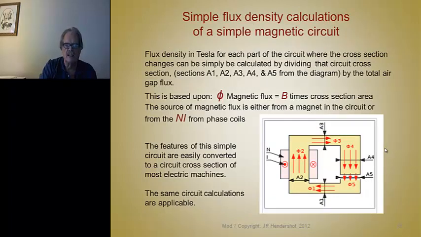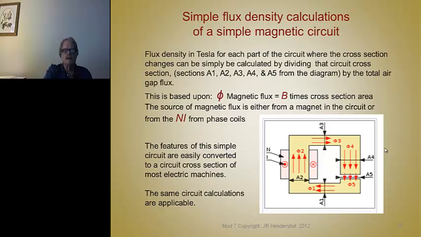A simple flux density calculation would be done using classical methods. Here's that same yoke that has a coil wrapped around it, and we want to know what the flux density is in each part of the circuit. We want to know what the flux density is in the gap and in the different legs of the circuit. Those legs of the circuit, you can think of as the yoke of an electric motor, or the teeth of an electric motor, the two tips of an electric motor.